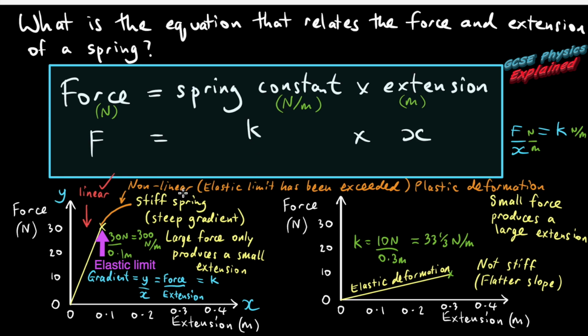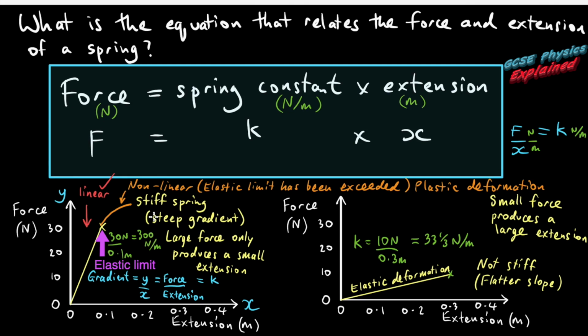Now students often say, "Sir, which part of the graph shall I work the gradient out for? Where do I use my values?" Right, it doesn't matter. Because it's a straight line, you can take any value and divide it by its corresponding value, and you'll come up with the same number.